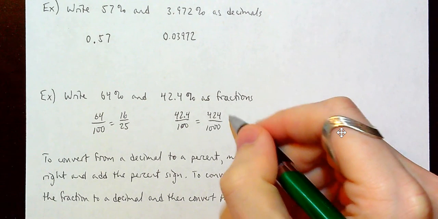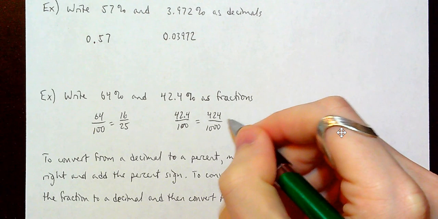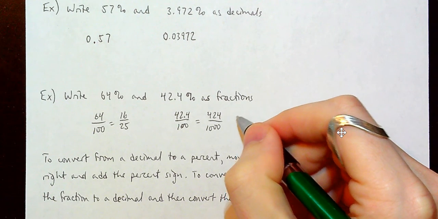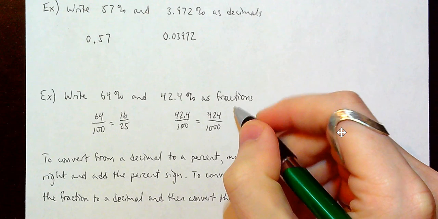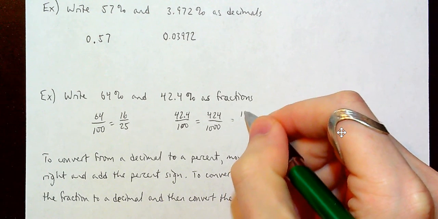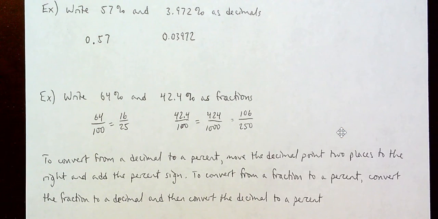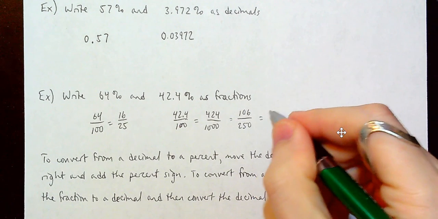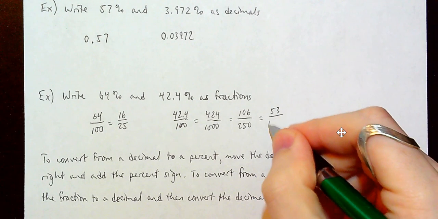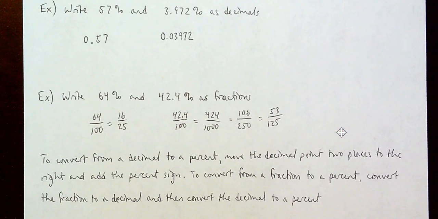And now we can simplify this. We get, if I divide by 4, I am going to get 106 divided by 250. And I can, in fact, divide by 2 once again. I get 53 divided by 125. So there we go. That's how we write percentages as decimals and as fractions.